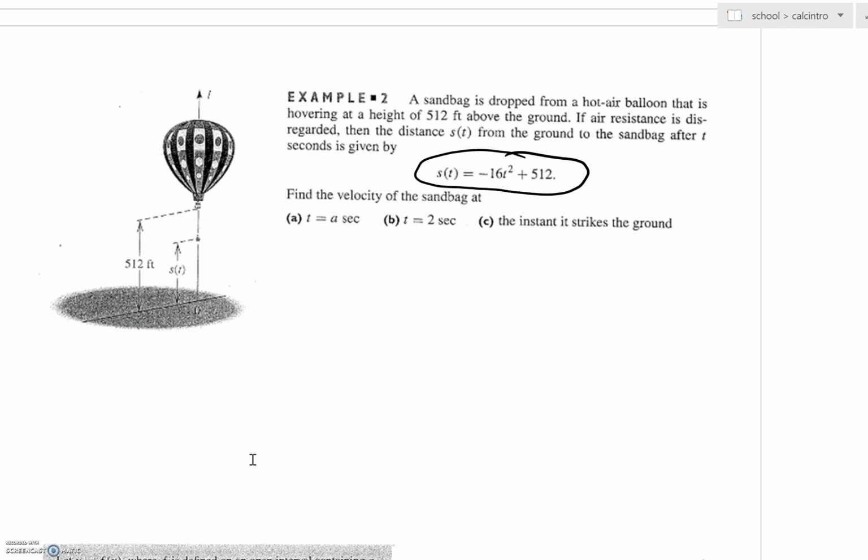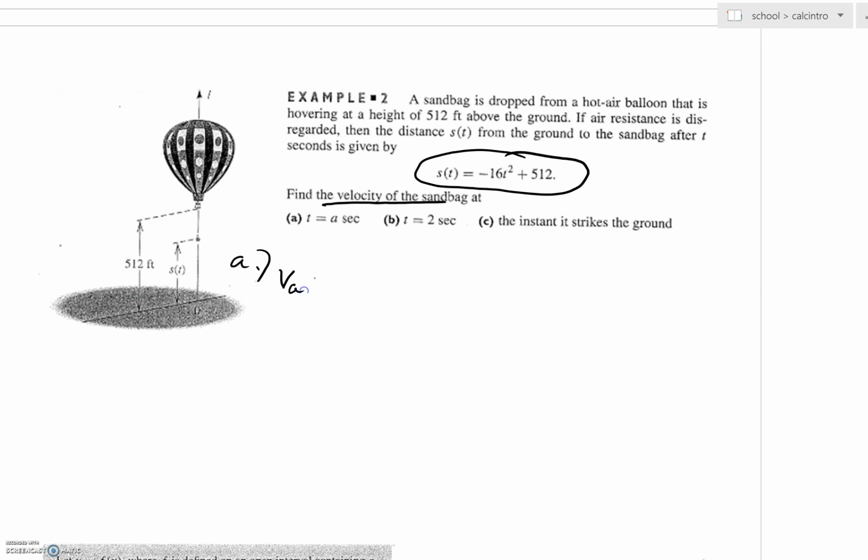Okay, so here's our position function. You can plug in, like, t equals 3. You can find where your position is 3 seconds after dropping it. We've talked about that, but we want velocity. So here's part A.